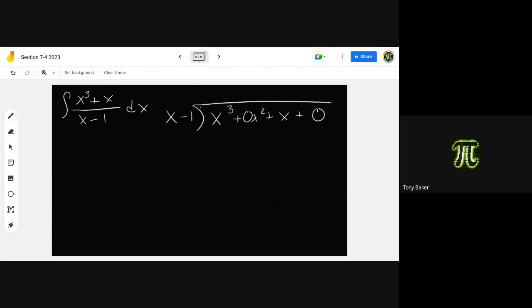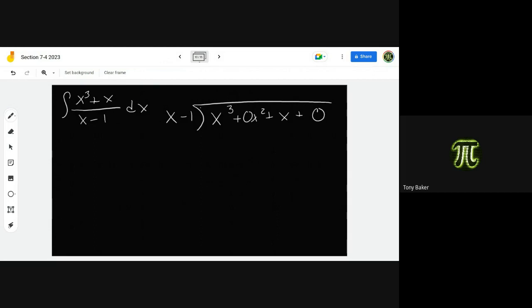So it was x to the third plus x. I'm missing an x squared term, so I put a 0x squared in there because I want that placeholder in case I come up with an x squared. It's a great habit to get into, to have every term in your division so you don't mess up where you're putting things.